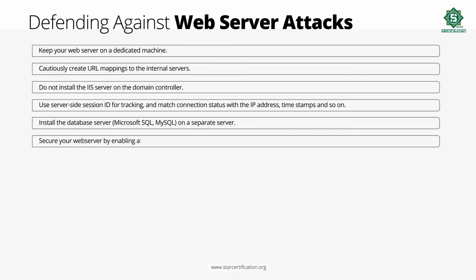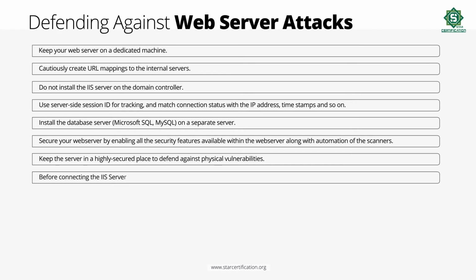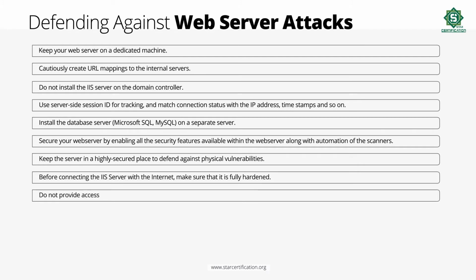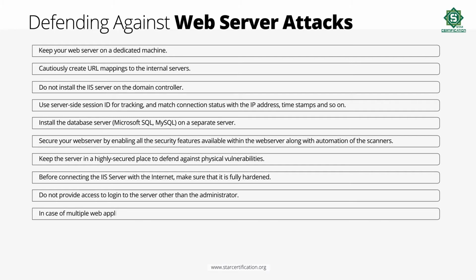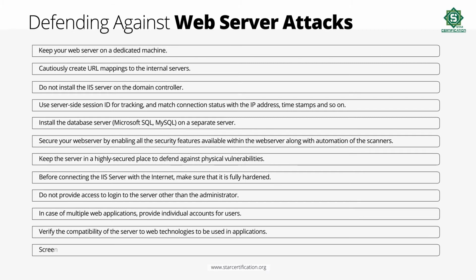Secure your web server by enabling all the security features available within the web server along with the automation of the scanners. Keep the server in a highly secured place to defend against physical vulnerabilities. Before connecting the IIS server with the internet, make sure that it is fully hardened. Do not provide access to login to the server other than the administrator. In case of multiple web applications, provide individual accounts for users. Verify the compatibility of the server to web technologies to be used in applications. Screen and filter incoming traffic requests.